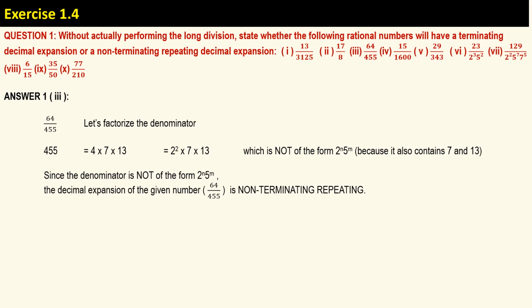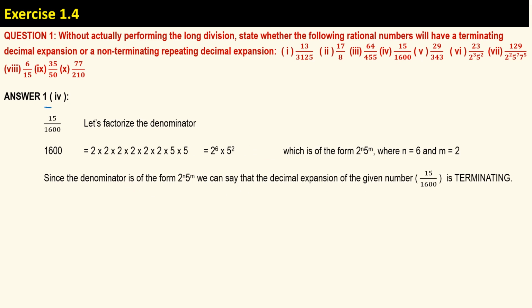Part 3 of the question: the number given to us is 64 divided by 455, and let's focus on its denominator and factorize it. We get 455 is equal to 4 multiplied by 7 multiplied by 13, which is equal to 2 raised to power 2 multiplied by 7 multiplied by 13, and this is not of the form 2 raised to power n multiplied by 5 raised to power m, because it is also having 7 and 13. Therefore it is a non-terminating repeating decimal expansion.